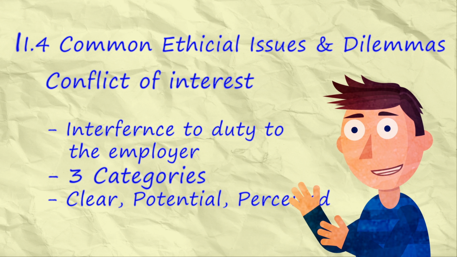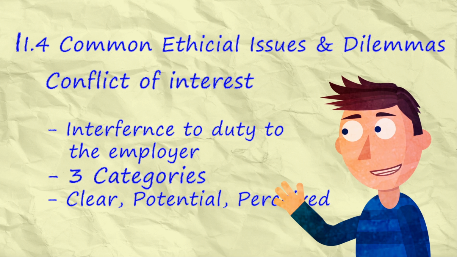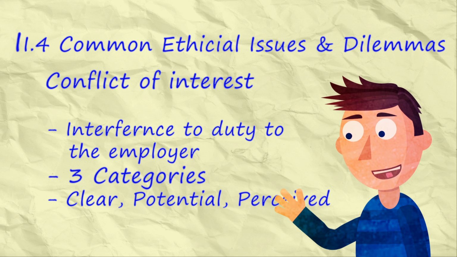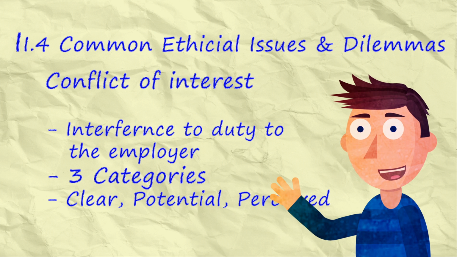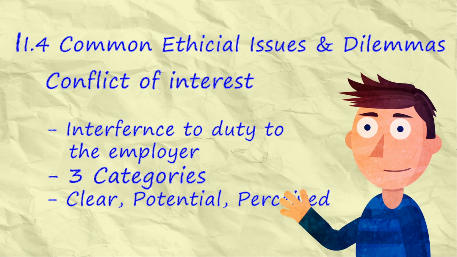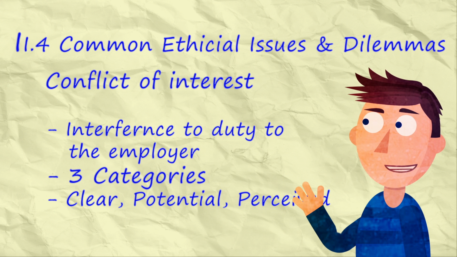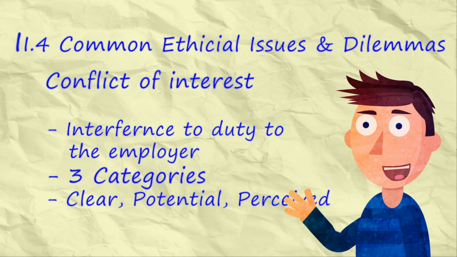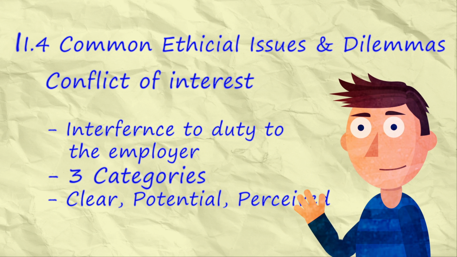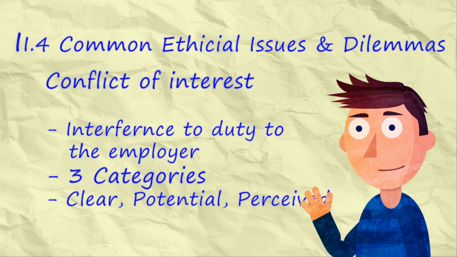Potential or latent conflicts are a type of conflict where there is no conflict at present, but a conflict can exist in the future. Perceived conflicts: basically, there is no conflict of interest, but from an observer's point of view, it may be believed that there is a conflict.